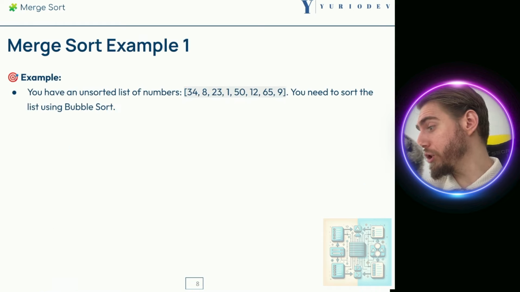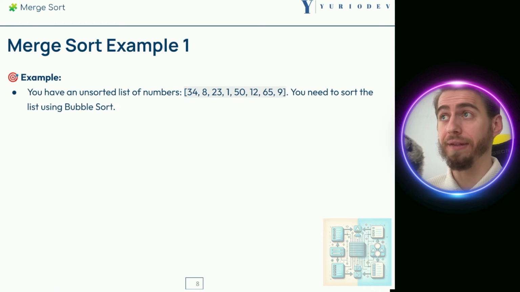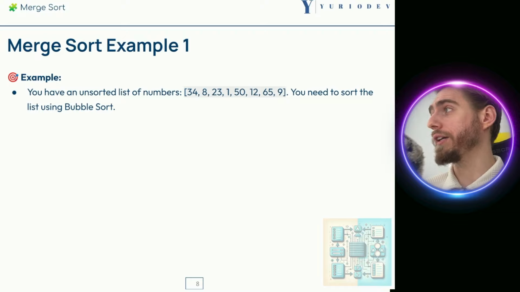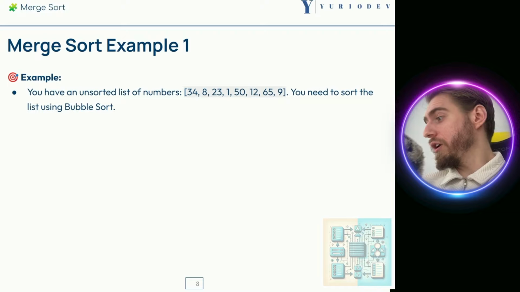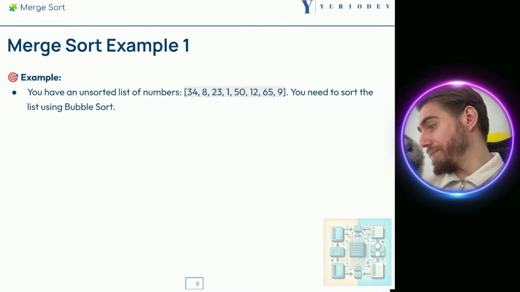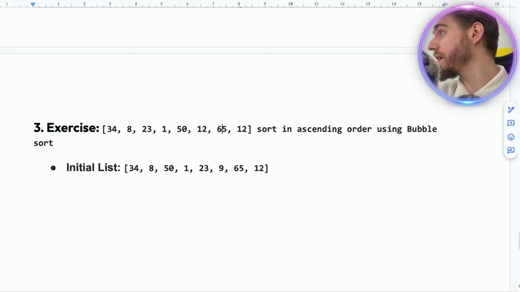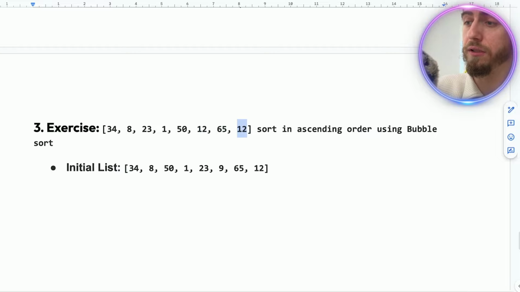Now, we are going to have a look at the same example that we had above. We are just going to change it a tiny bit. I changed the order, but it's pretty much the same. So let's go back to our exercises. What we have now is 23 here, 1 here, 50, 12, 65, and 9. That's how I want it to be.